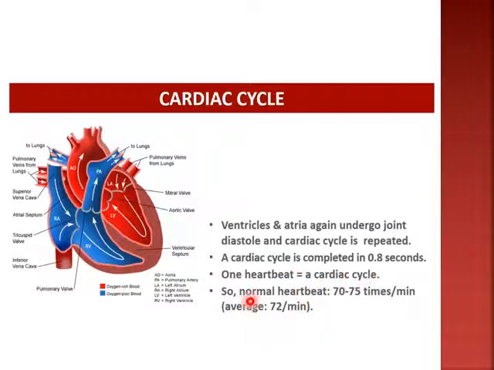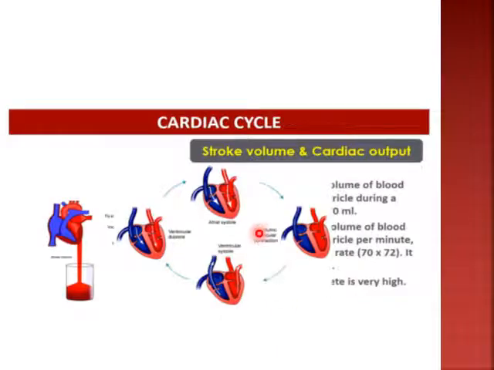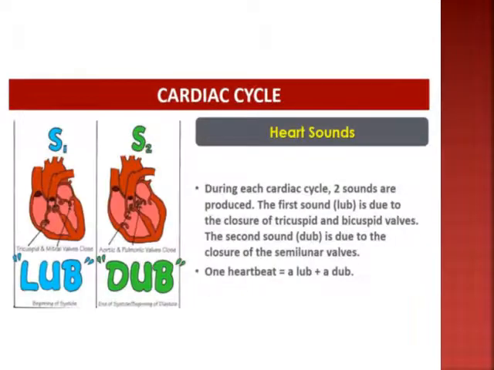So the normal heartbeat is 70 to 75 times per minute. The average is 72 times per minute. Now, stroke volume and cardiac output. The volume of blood pumped by the ventricle per beat is about 70 ml, and with a heart rate of 72 per minute, the volume of blood pumped per minute is the cardiac output.